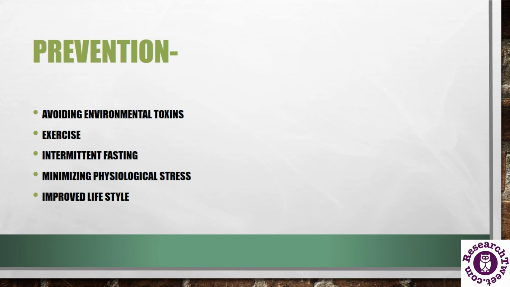Another method is intermittent fasting, which is widely used to cure and to prevent mitochondrial dysfunctioning in a particular organism. And minimizing physiological stress and an improved lifestyle can also reduce the chances of having mitochondrial dysfunctioning in any organism. So these are some methods of prevention for mitochondrial dysfunctioning.